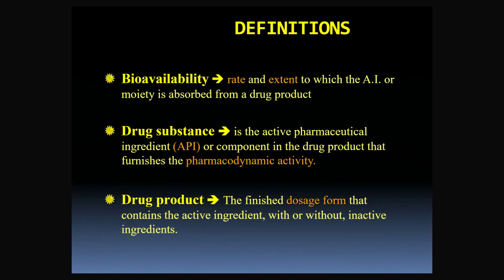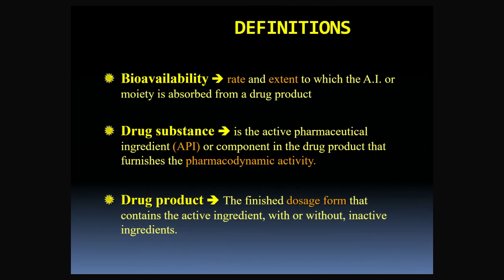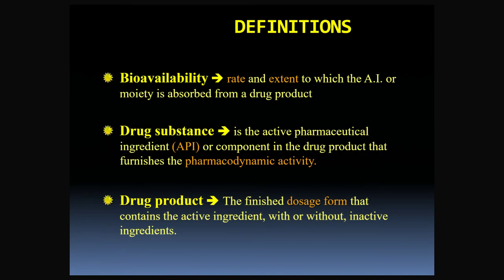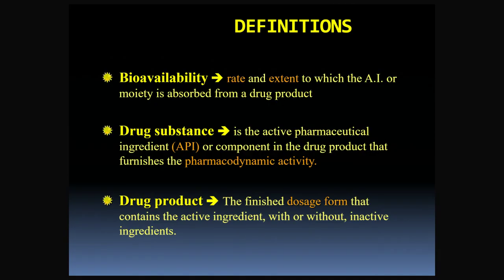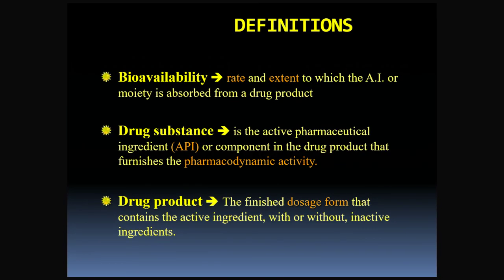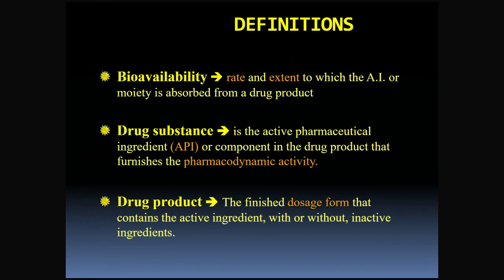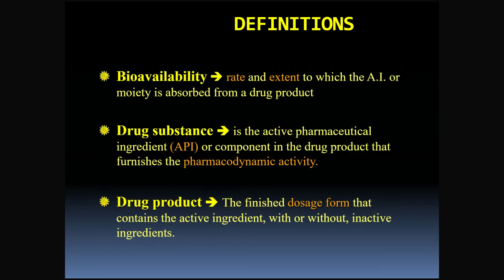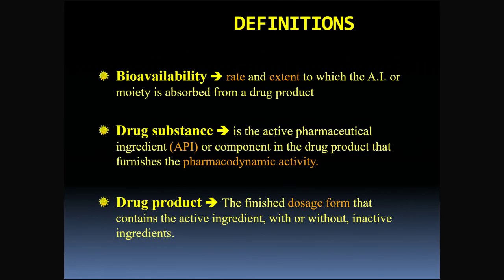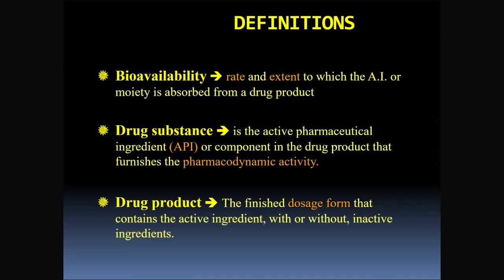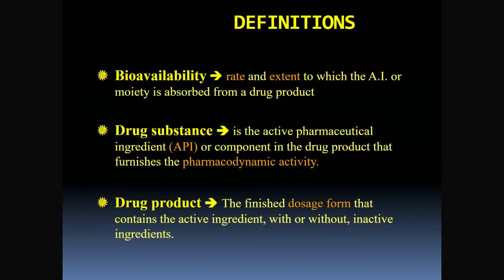Analyze these three fundamental pillars, starting with bioavailability, which quantifies the precise rate and extent of an active moiety's entry into the systemic circulation. The drug substance, or API, represents the specific chemical component that drives all pharmacodynamic activity within the biological target. Contrast this with the drug product, which is the finished delivery vehicle combining the API with inactive excipients to form a stable dosage form.